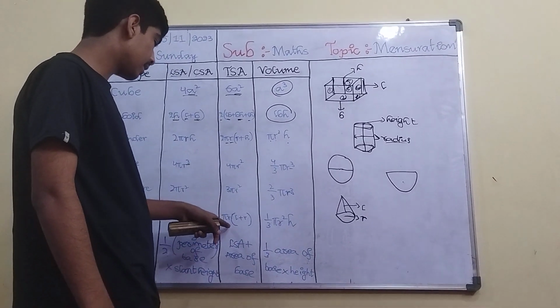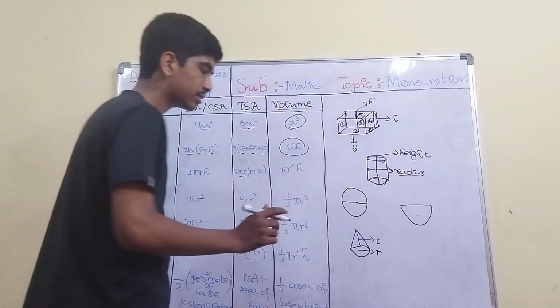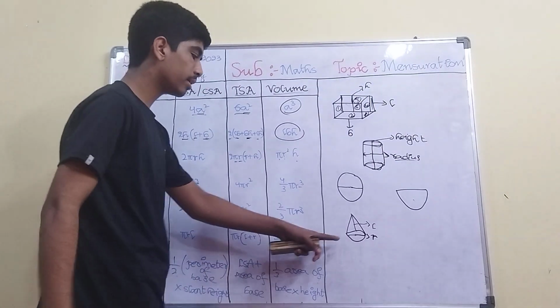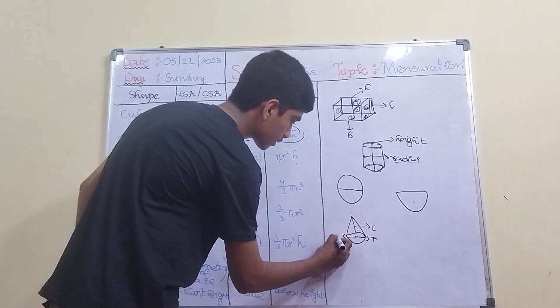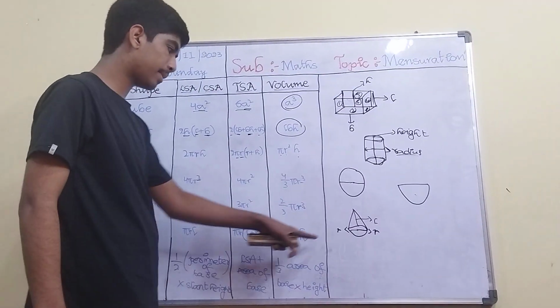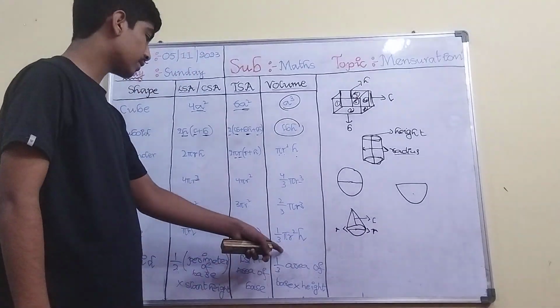And the second one is TSA for cone. TSA is pi r into L plus r. We have to take radius 2 times, one from here and another one from here. It will become 2 times of radius. Pi r into L plus r. And the last one is volume, 1 by 3 pi r square.